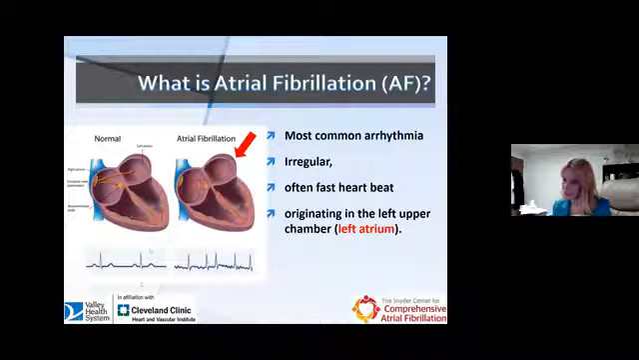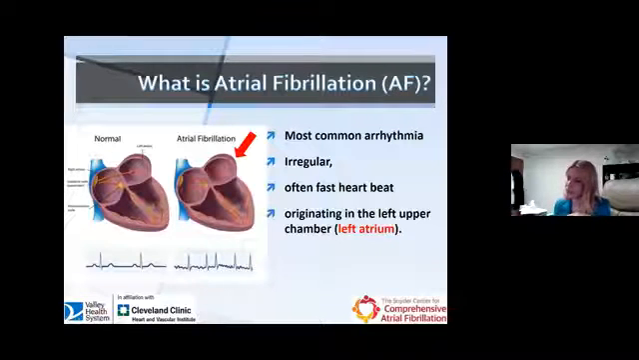And as a result, you see here a nice regular rhythm called sinus rhythm. You see this little blip here that gets created when the upper chamber beats, followed by a spike when the pumping chamber beats, and then everything relaxes. And this repeats itself in a regular fashion.